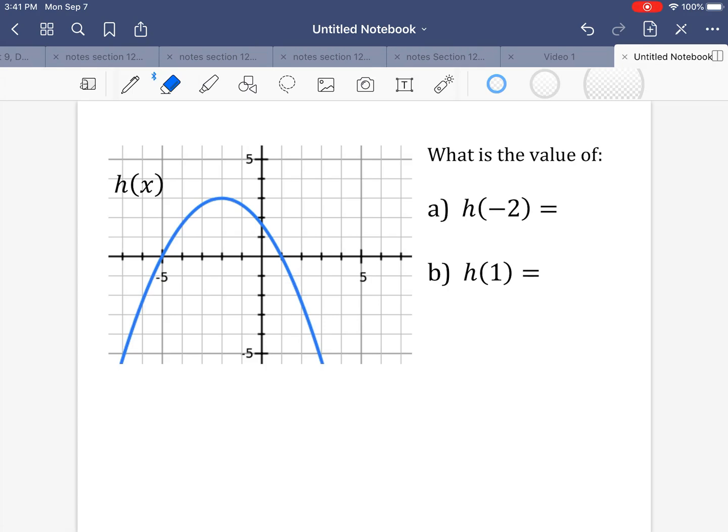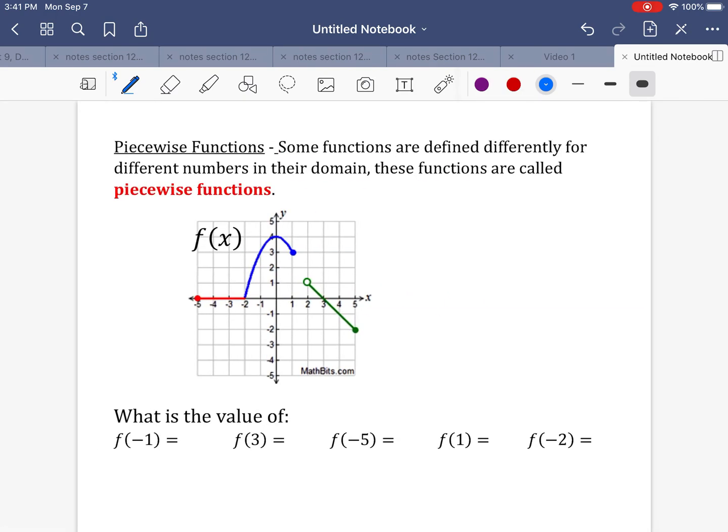All right, so this is for you to do. There's my parabola there, and I want you to find those two values. All right, so hopefully you found that h of negative 2. So negative 2 is right here, and that's going to produce this answer here, 1, 2, 3. So that one was 3. H of 1 was right there, so that would have been 0.